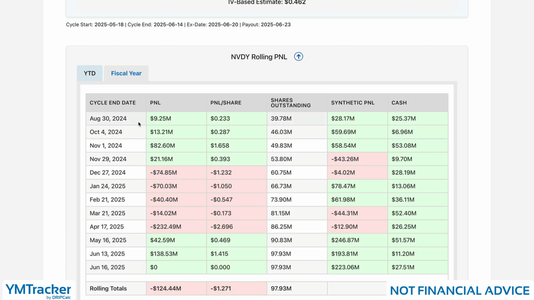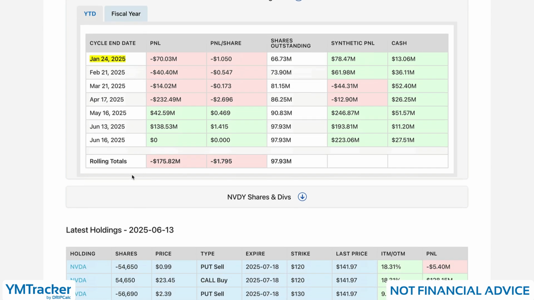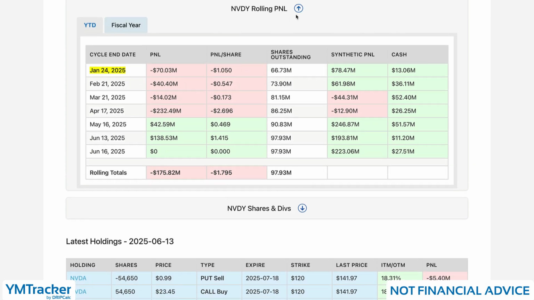Okay, we also have fiscal, but we don't really know exactly when their fiscal year starts and ends. And in some interviews, their manager said it's basically somewhere in October. So I'll clean this fiscal year to only include October and onwards, whereas year to date includes any cycle that concluded in January of this year and goes until the present cycle. Okay, so that's the rolling PNL.